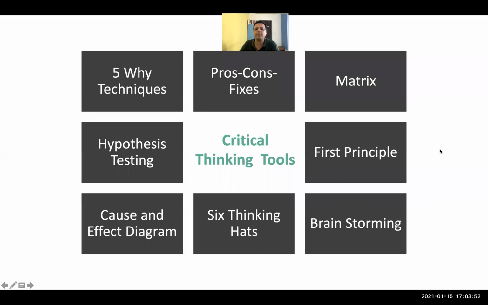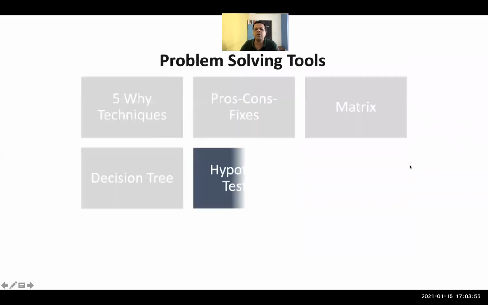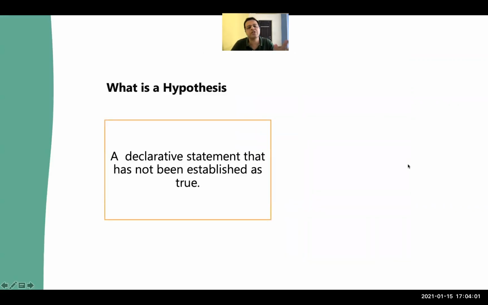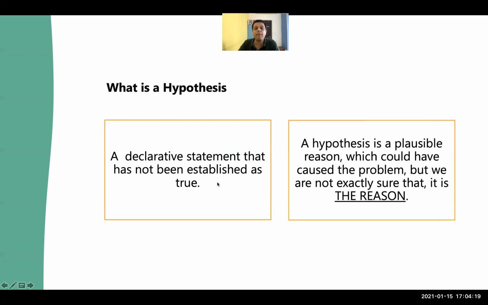So let's look at hypothesis testing today. What is a hypothesis? A hypothesis is nothing but a declarative statement that has not yet been established as true. It is a statement made by an individual who is working on a specific project or a problem, based on his own understanding, but it is not yet established as true. It is a plausible, possible reason which could have caused the problem, but we are not exactly sure that is the reason. I think it's a beautiful interpretation of a hypothesis.